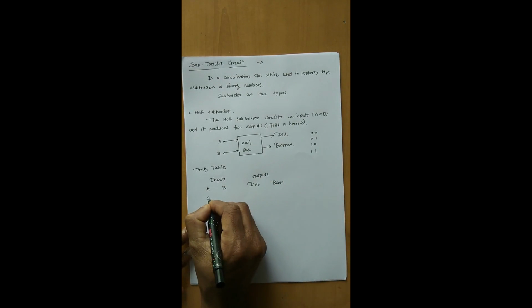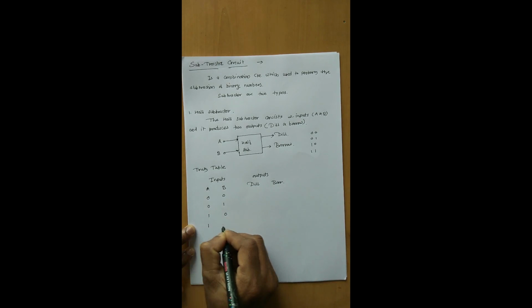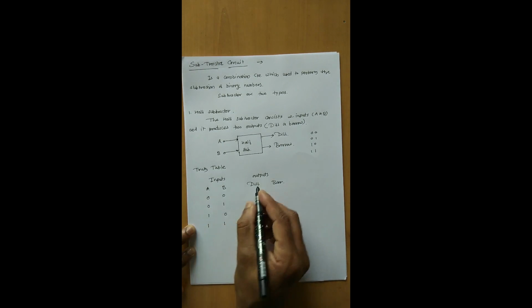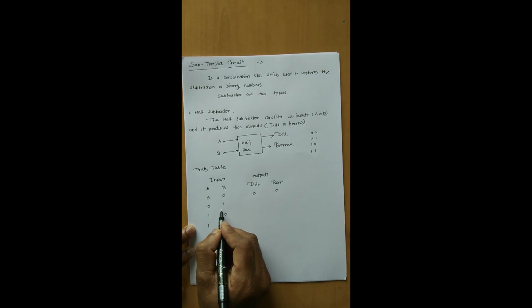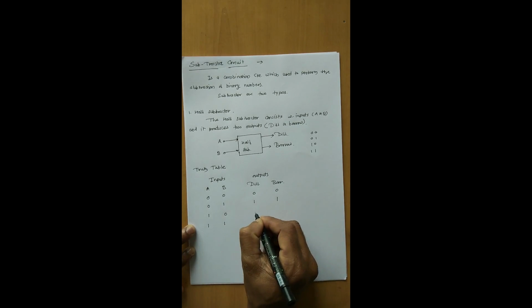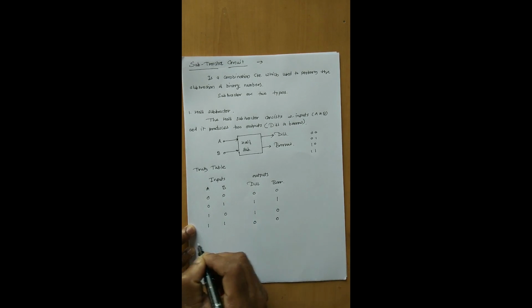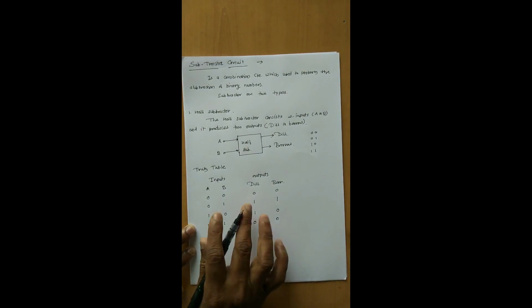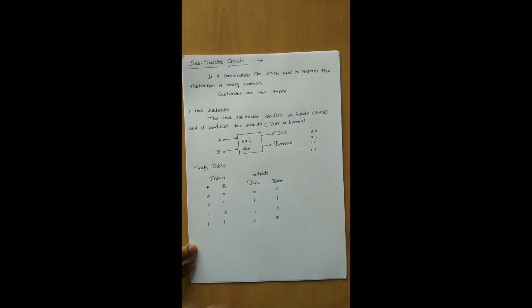For 0 0, 0 minus 0 is 0, borrow is also 0. 0 minus 1, difference is 1 and borrow is 1. 1 minus 0, difference is 1, borrow is 0. 1 minus 1, both are zeros. Once we have drawn the truth table, we have to find the Boolean expressions for difference and borrow.